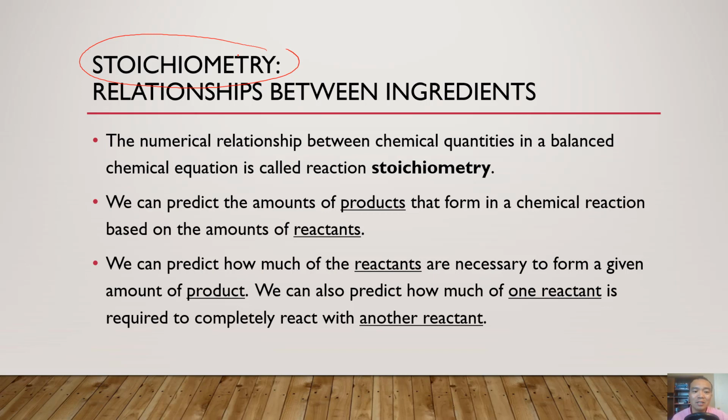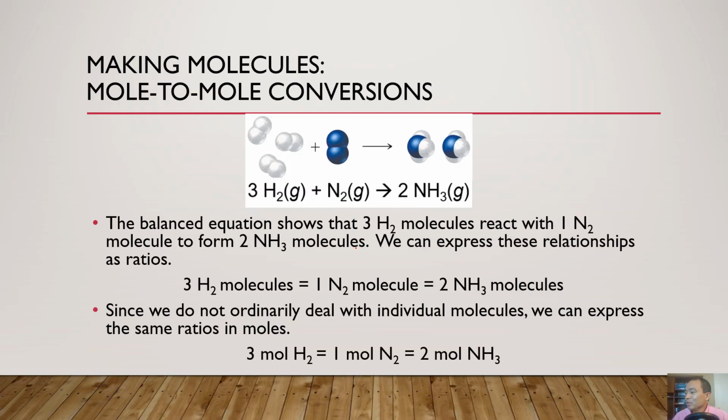With a balanced chemical reaction, we can predict the amount of products that can be formed based on the amount of reactants. We can also find out how much of the reactants are needed to form a given amount of products. So let's look at one example. When you look at the reaction between hydrogen and nitrogen, we can read this chemical reaction as 3 moles of hydrogen reacting with 1 mole, that one is not written, 1 mole of nitrogen to produce 2 moles of ammonia molecules.